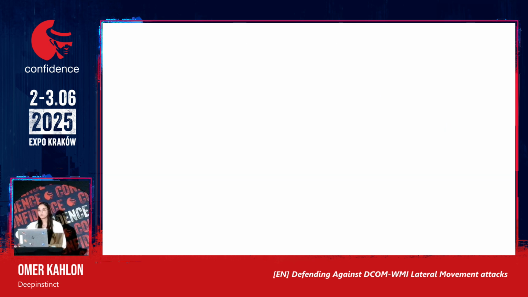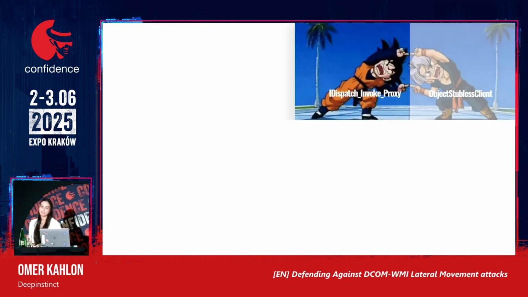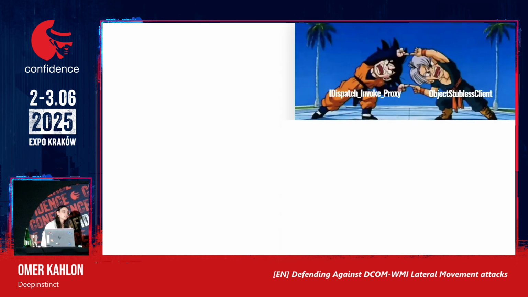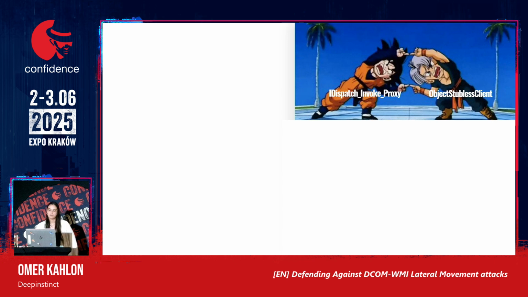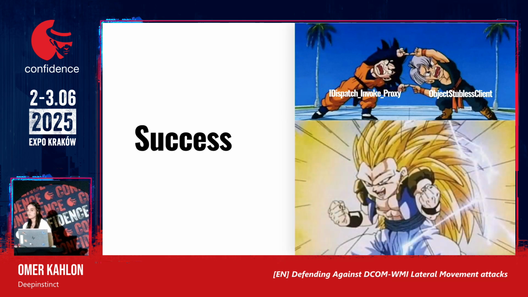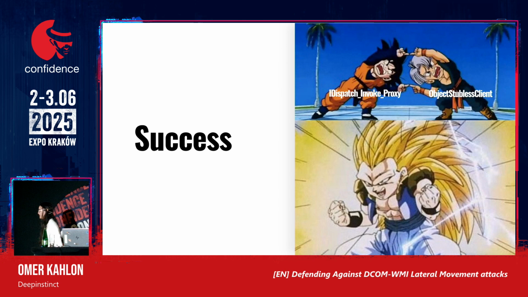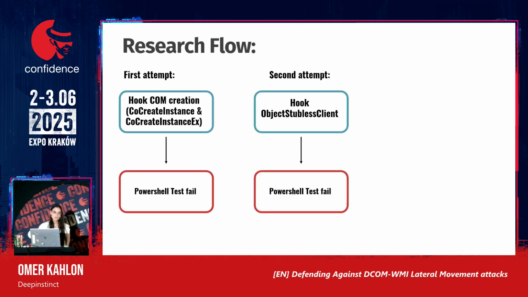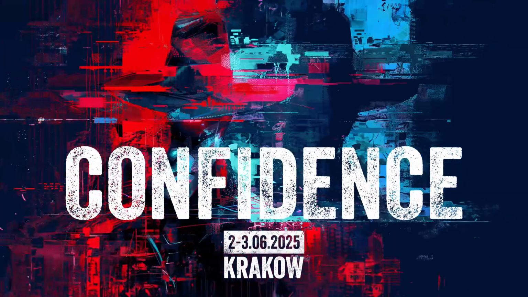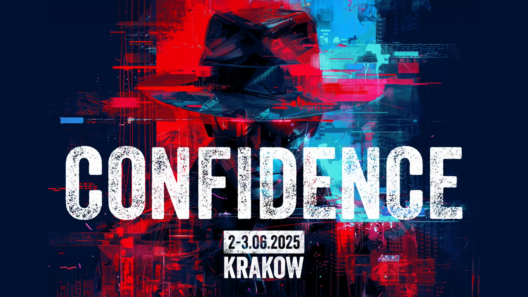So now that we placed a hook on IDispatch_Invoke_Proxy and ObjectStublessClient, we can give another try to block the PowerShell script that performed the DCOM-WMI lateral movement attempt. And this time, we finally successfully blocked the attack. So let's put our third attempt into our research flow. We put a hook inside ObjectStublessClient and inside IDispatch_Invoke_Proxy, and we finally successfully block the DCOM lateral movement attempt.